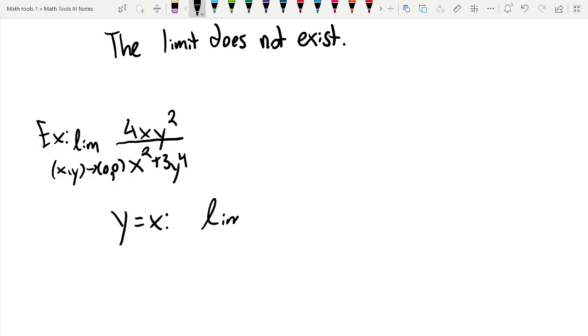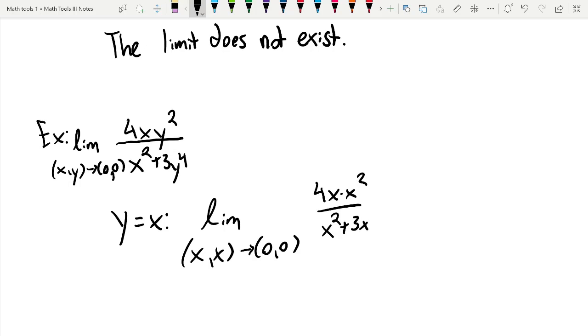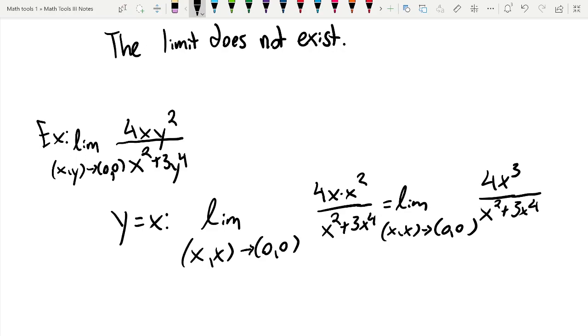Okay. So we'll do the limit as x, y approaches 0, 0 of 4x times x squared over x squared plus 3x to the 4th. So this is the limit as x approaches 0, 0 of 4x to the 3rd over, can't combine this one, so x squared plus 3x to the 4th. So we can cancel some x's out here, so you can cancel an x squared out of everything basically.